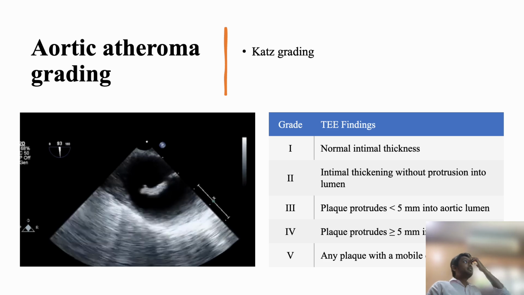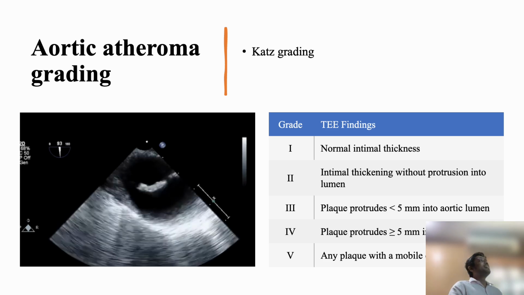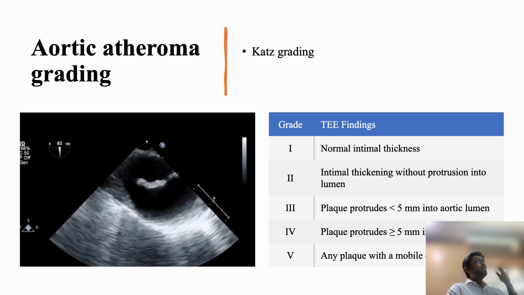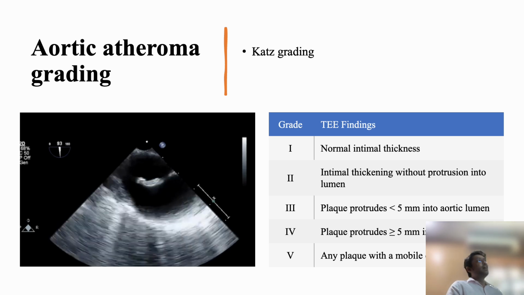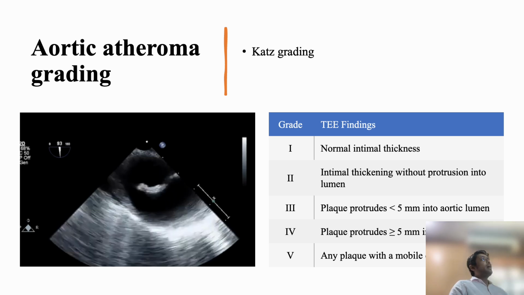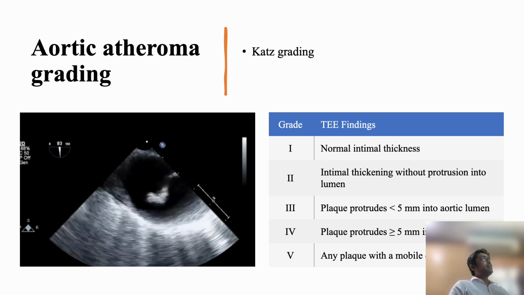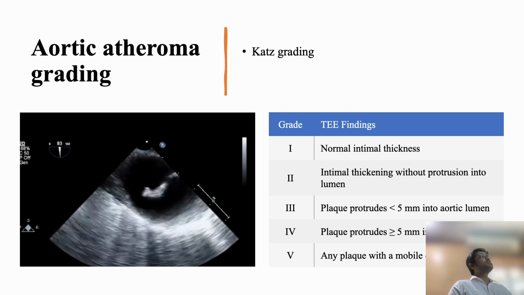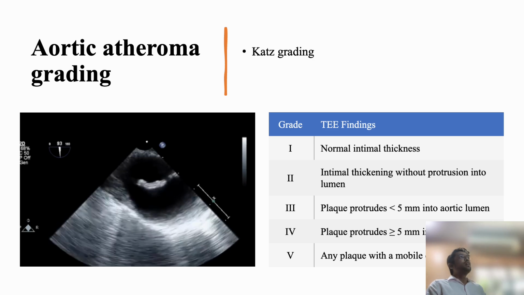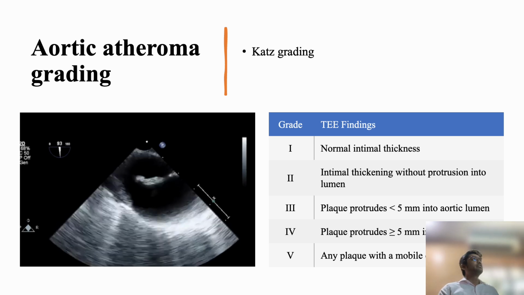So the CATS grading, the aortic atheroma grading, grade 1, grade 2, grade 3, grade 4 and grade 5, we can see in the image. It's a descending thoracic aorta with a mobile plaque. So any plaque, whatever the size, if it is mobile, it is grade 5. There are various other gradings also, but the most common one followed is the CATS grading. This was actually a question that came in the last theory exam.